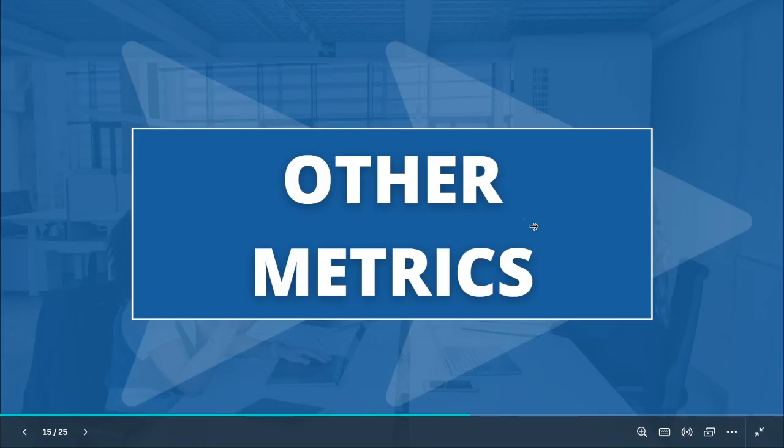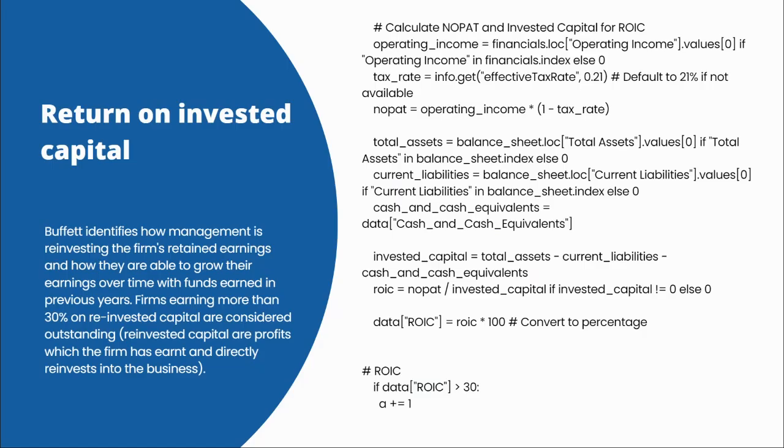Moving on to other metrics. The first one is ROIC. In ROIC, as you can see here, we have to calculate NOPAT and ROIC ourselves, because the API doesn't provide us with this data, so we chose to generate it ourselves. So let's talk about NOPAT.